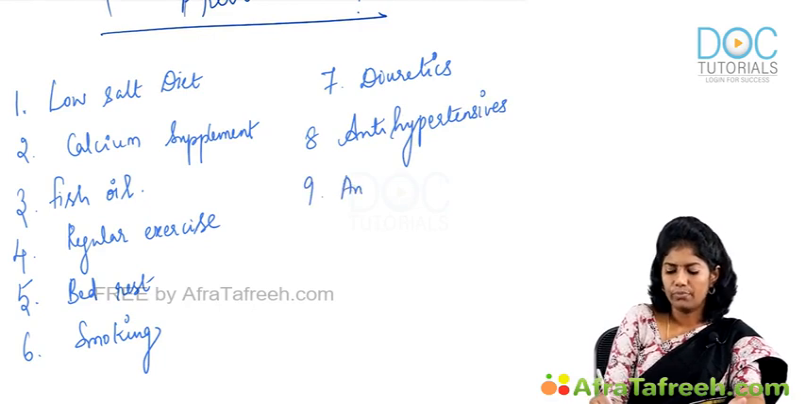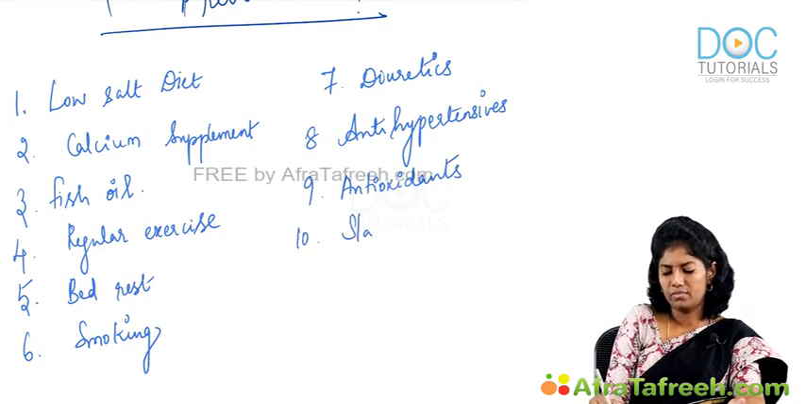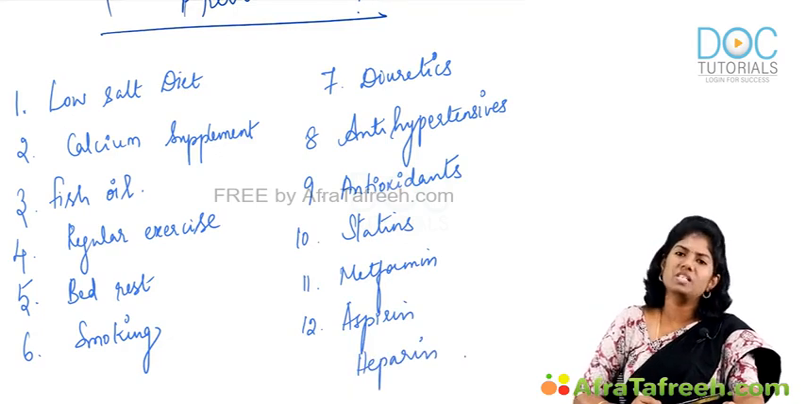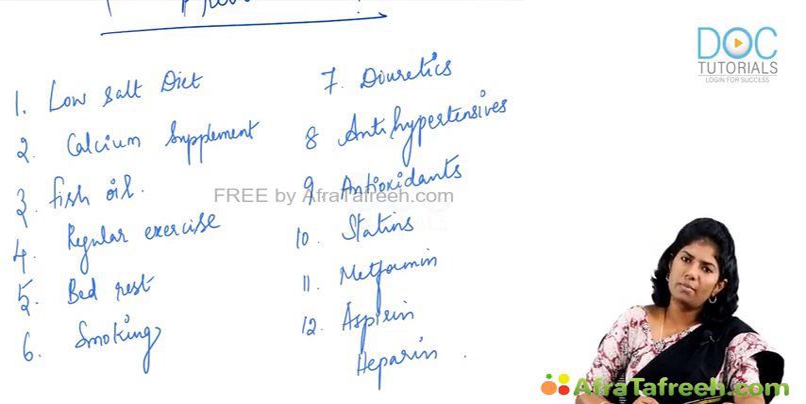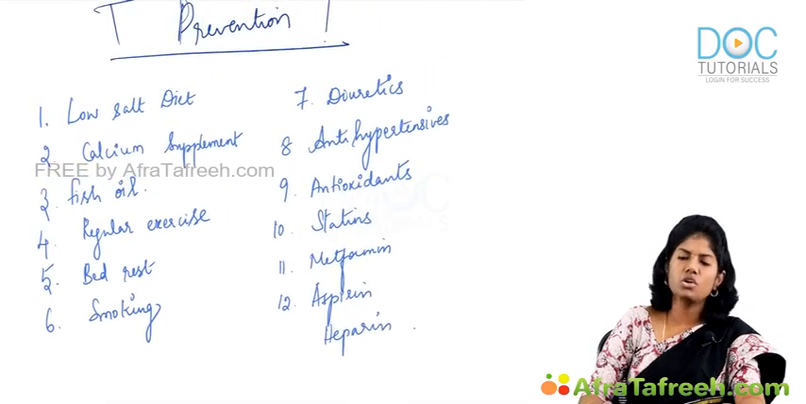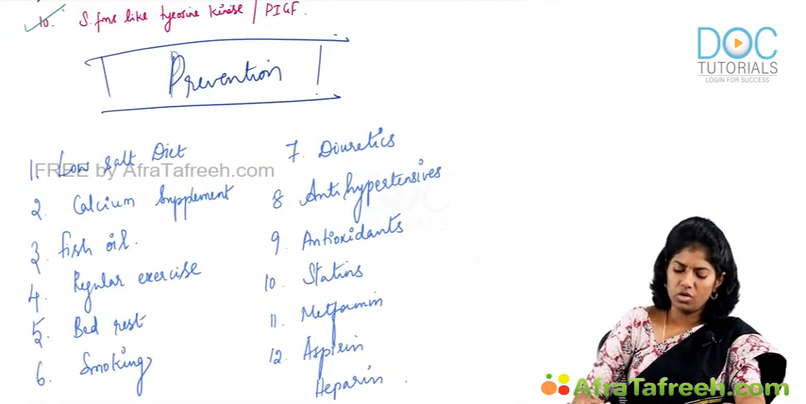Number 9, antioxidants. Number 10, statins. Number 11, metformin. And number 12, aspirin and heparin. Now these many proposals are there. All the 12 drugs or techniques have been tried. Now what all works and what all doesn't work, we will see.